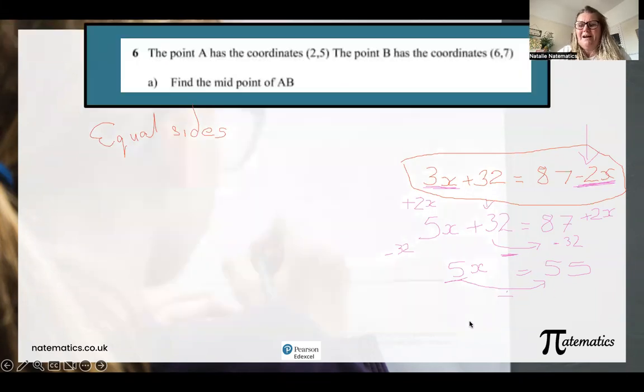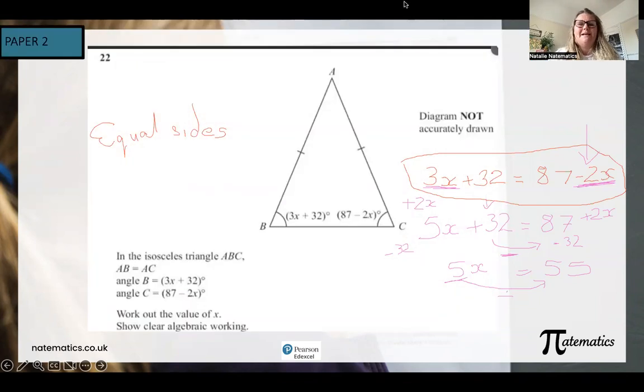So 5 lots of some number. My annotate seems to have gone off for some reason. Just bear with me a second. There we go. It's going to the other side to divide. So basically the answer is x is equal to 11. Okay, so 55 divided by 5.